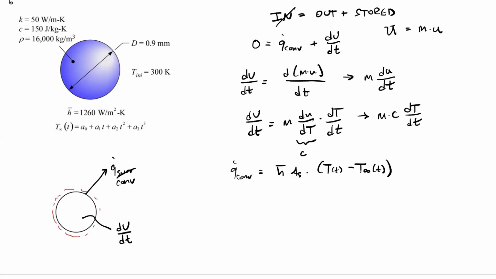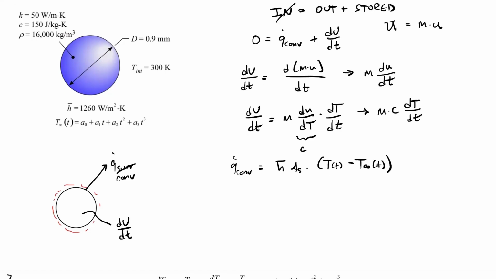Okay, so let's put this stuff together. So we say: dT/dt plus h bar A_s over mc times T is equal to h bar A_s over mc times T infinity, which is a function of time. I just collected things together. This is just setting those in the same equation and rearranging slightly and dividing through so that our highest order derivative is by itself, dT/dt. Okay.